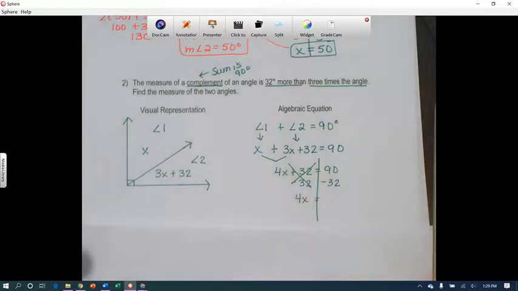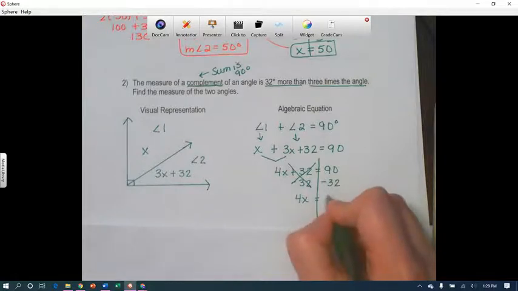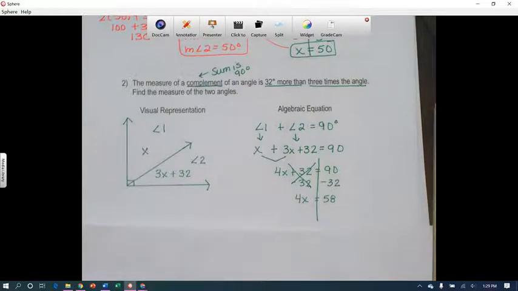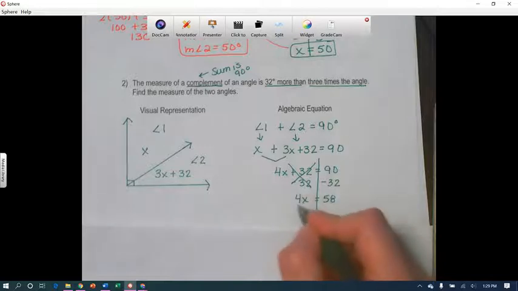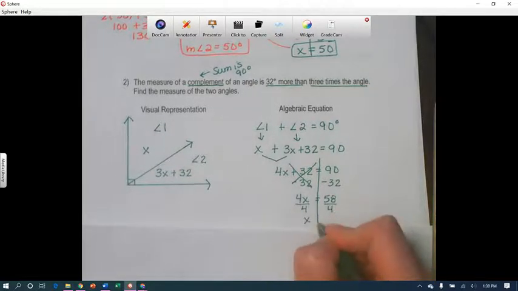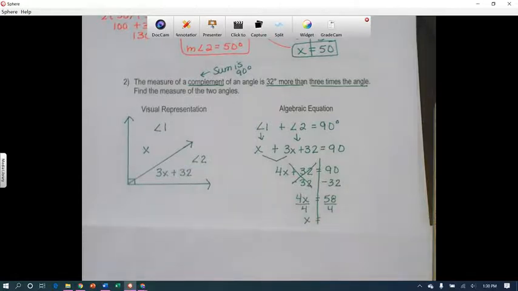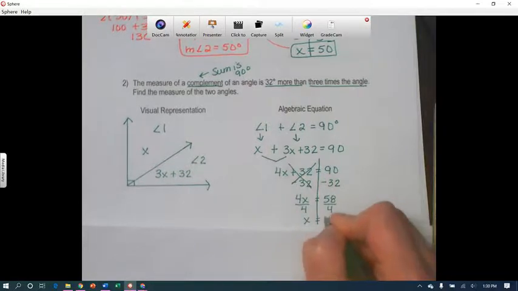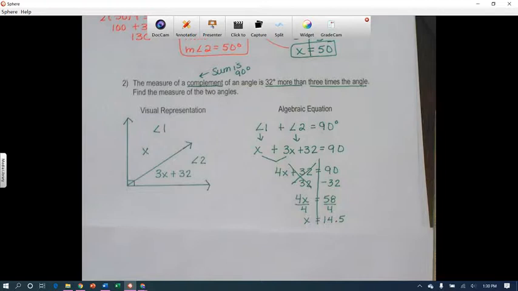90 minus 32 is 58. Now I'm going to divide both sides by 4, and I'm left with x, which is equal to, we got 14.5.